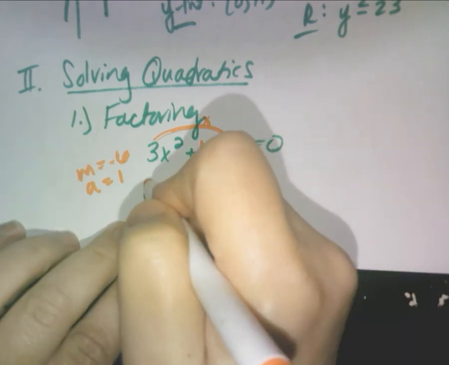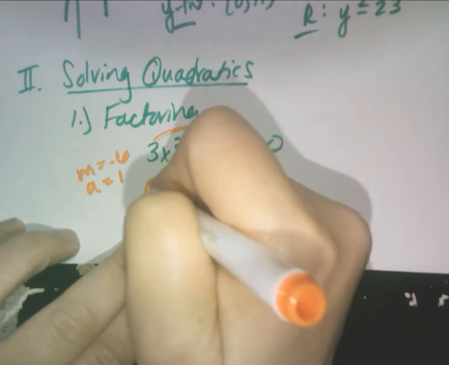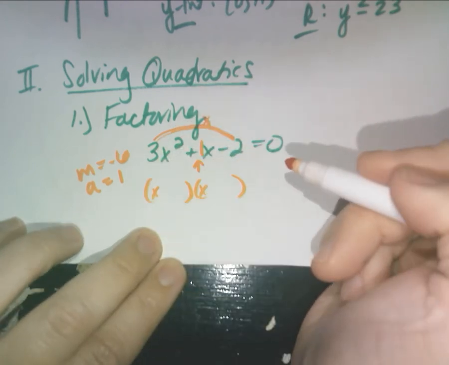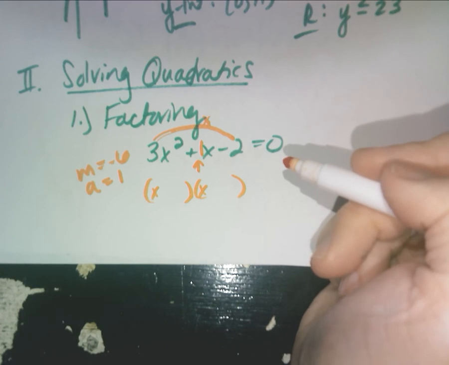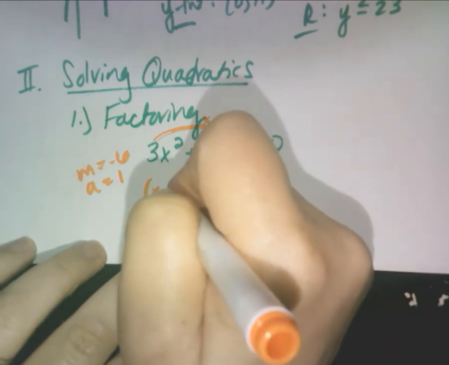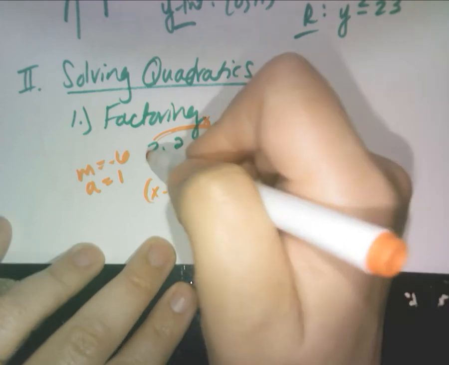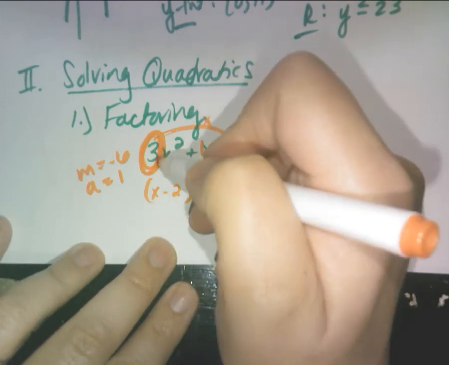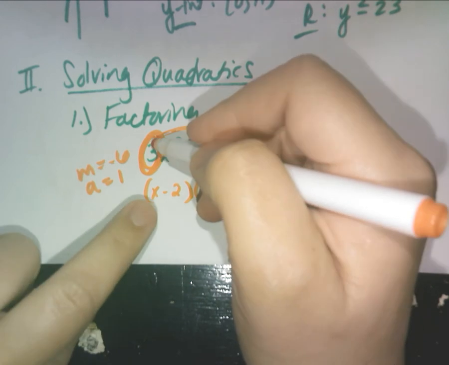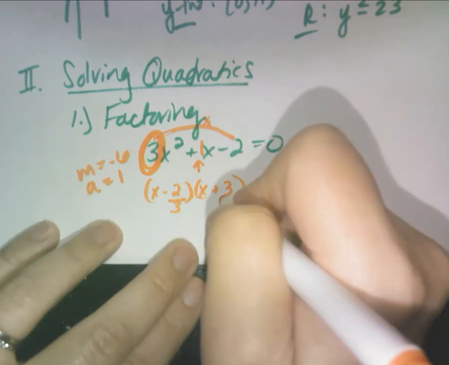Okay, so all trinomials factor into two binomials. So you put x here. Then you put the two numbers that you just thought of, negative 2 and positive 3, there. But because there's a number in front, this only works if there's a number in front, even if it was a 1, you would divide by that bottom number.